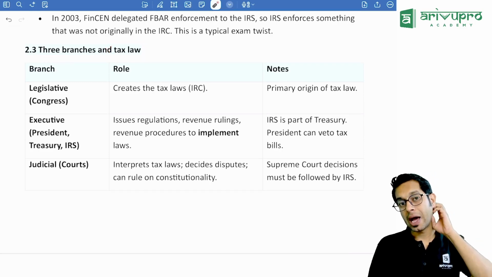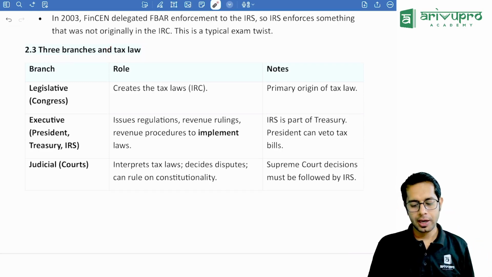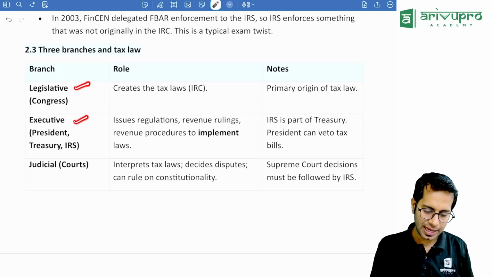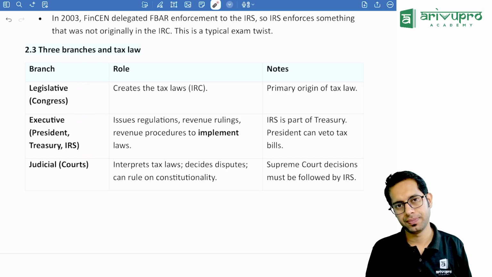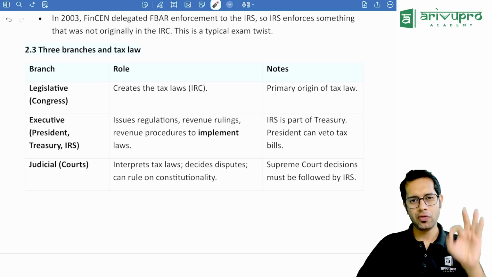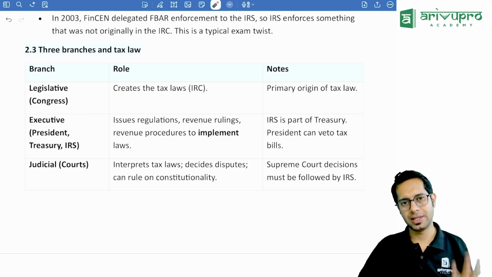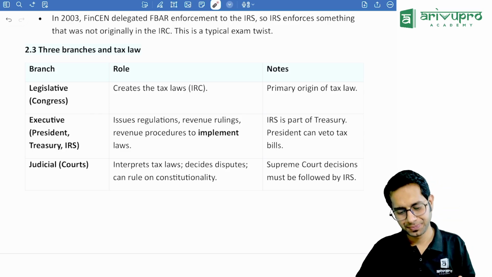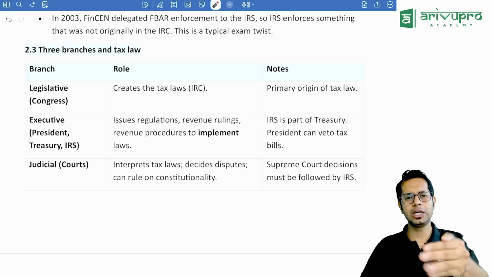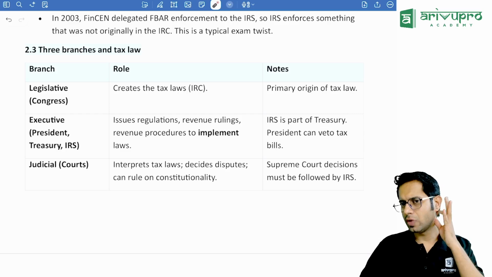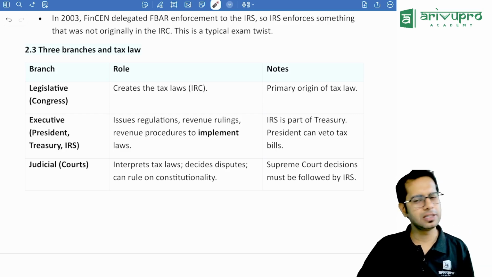I was talking about hierarchy. There are totally three branches of law: legislative, executive, and judicial. For a government to run, just understand this in this manner. Legislative is the person who is going to make the law. Executive is the person who is going to execute that law. And judicial, or court: if there is a dispute, then who is going to settle the dispute?